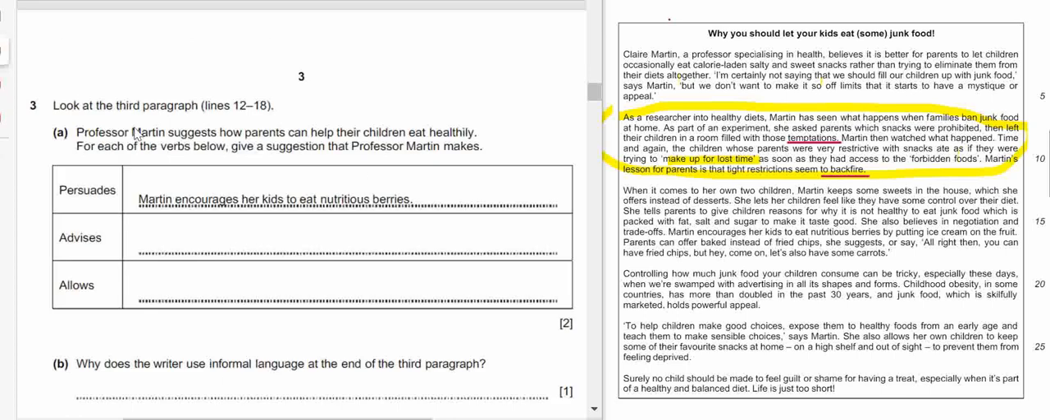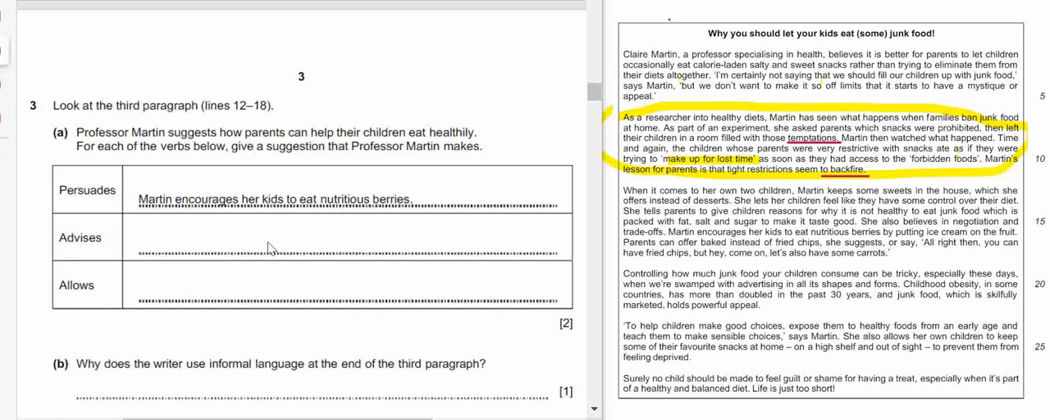For question 3, look at the third paragraph. Now it's line 12 till 18. So in the English checkpoint, usually the answer is in order. We'll start from the first paragraph, go to second, third, fourth, fifth, and sixth, and so on. So it's easy for us to locate the answer. Let's move back to question A. Professor Martin suggests how parents can help their children eat healthily. For each of the verbs below, give a suggestion that Professor Martin makes. Persuades. Martin encourages her kids to eat nutritious berries.